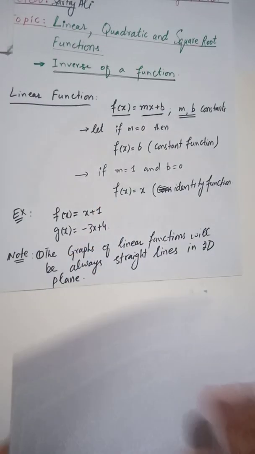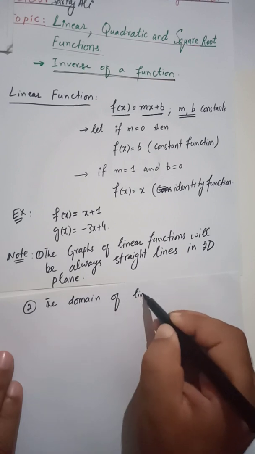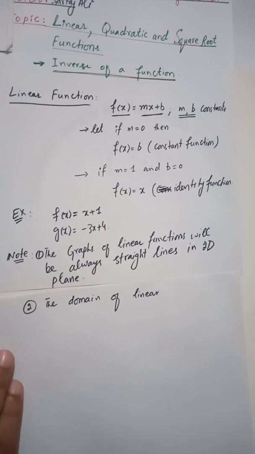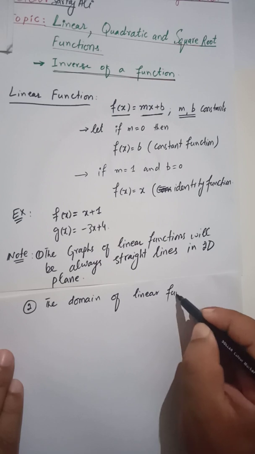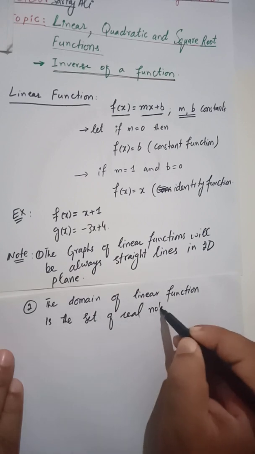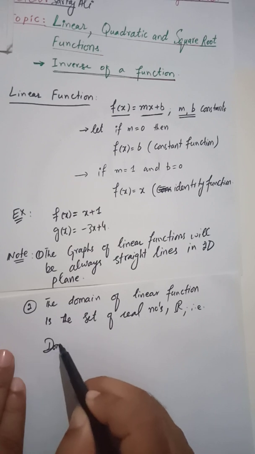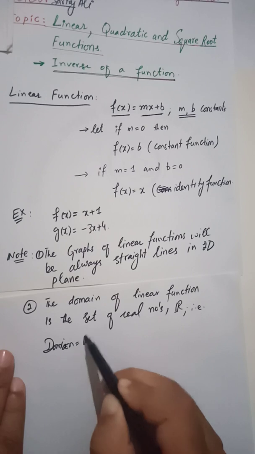And point number 2 is the domain of linear functions is the set of real numbers, denoted by capital R. So this is the domain. It means every linear function must be defined on any real number. So if a linear function is defined on any real number, it means that the domain contains all the values from the set of real numbers. So that's why the domain is equal to the set of real numbers.